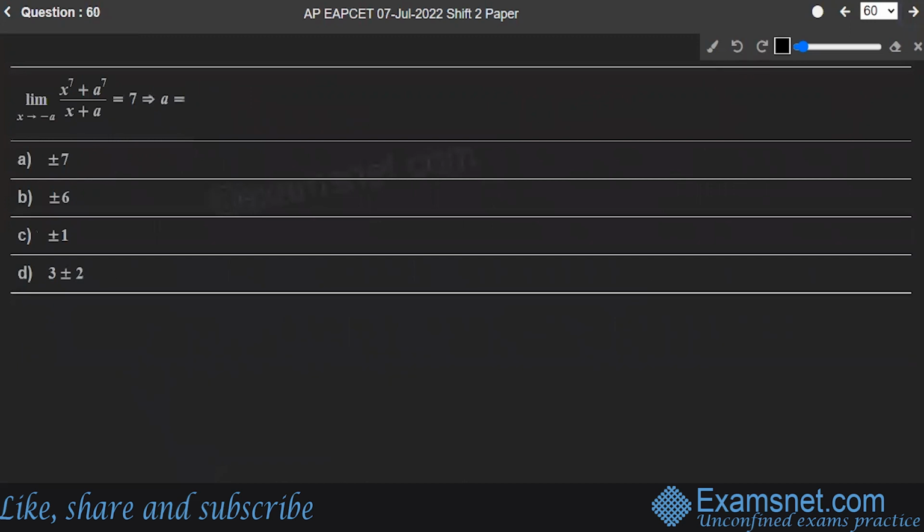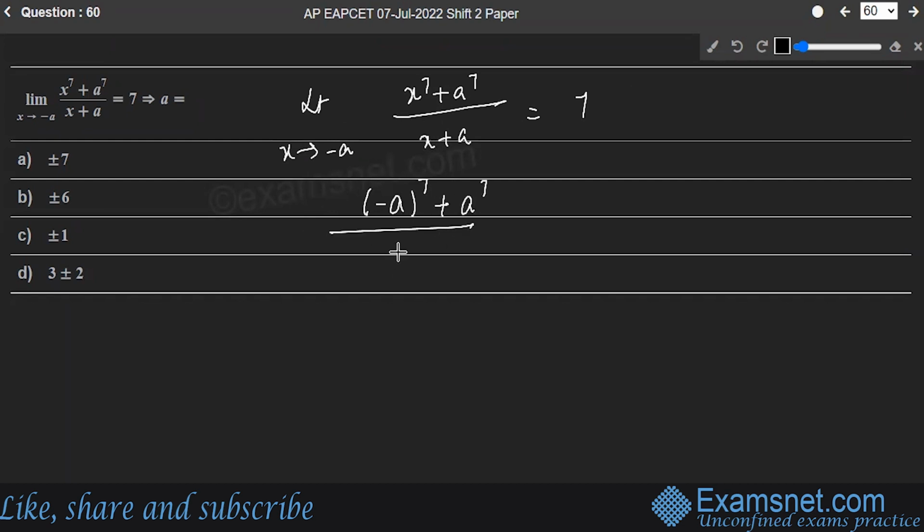Next is question number 16. This question says limit x approaching minus a of x raised to power 7 plus a raised to power 7, divided by x plus a, is equal to 7. Here, a is equal to what? In this question, let's put x is equal to minus a. So it will be minus a raised to power 7 plus a raised to power 7, divided by minus a plus a, which is nothing but of the form 0 upon 0, which is not allowed.